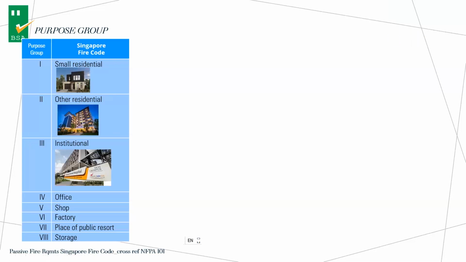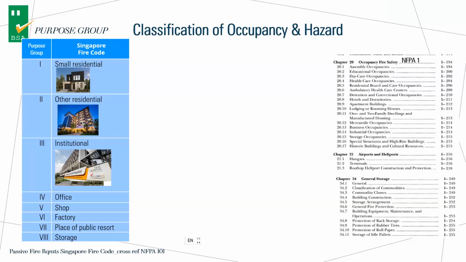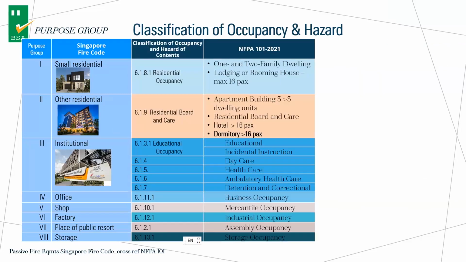Now I was advised to also share a bit of the NFPA way of approaching this. NFPA calls it classification of occupancy and hazard. I took this from NFPA 1, and it's very similar to the way the Singapore Fire Code classifies. The Singapore Fire Code, the British Building Document B, and even the Malaysia Fire Code follow this purpose group 1 to 8. NFPA uses different words, but it's about the same thing.